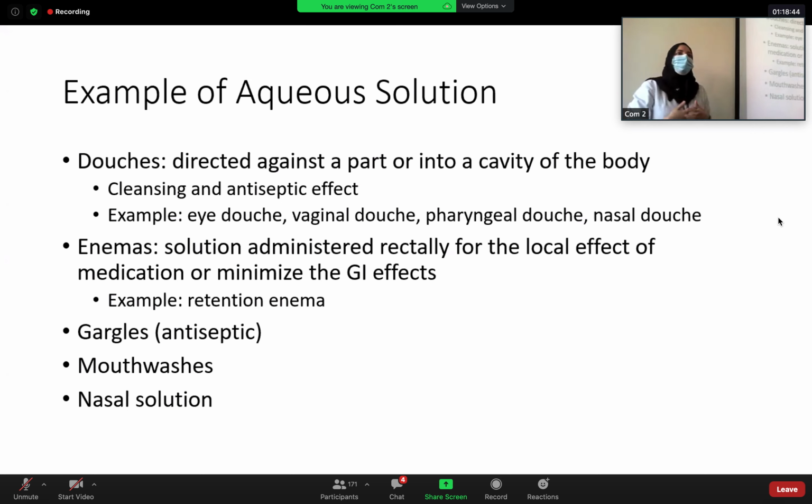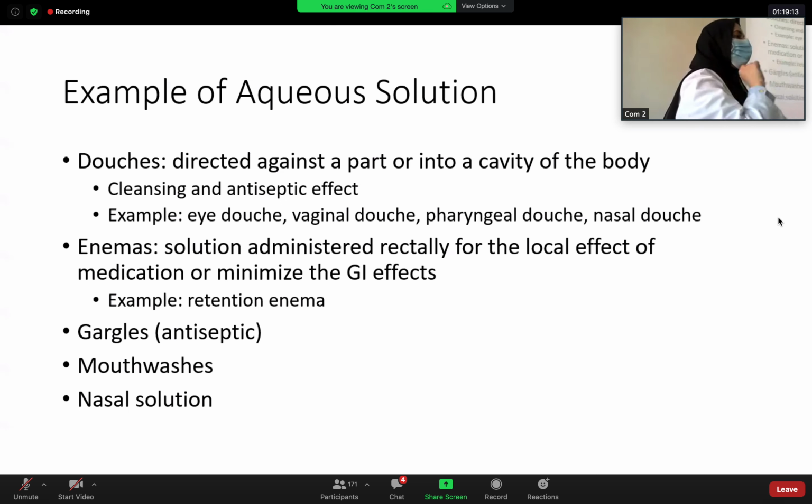The enema, anybody knows what's enema? Okay, so enemas are liquid formulations, and some of them come as foam, by the way, but they are to be administered through the rectum, or rectally. So these are solutions administered rectally for a local effect or for a systemic effect. So they can do both.